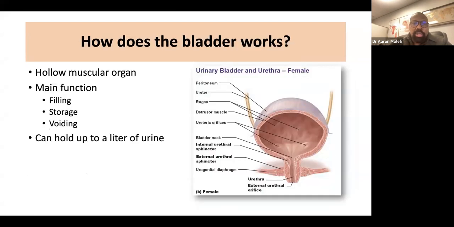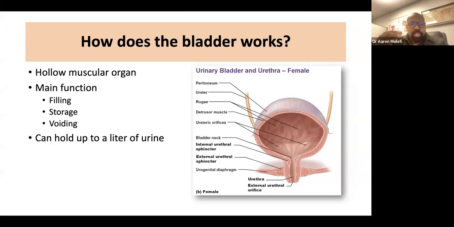So how does the urinary bladder work? I didn't go into much scientific detail on how it works in terms of the pontine micturition center and all that. But we know that it's a hollow organ. Its main function is to fill and then to store the urine. And afterwards, when it's socially acceptable, you're supposed to urinate, right?